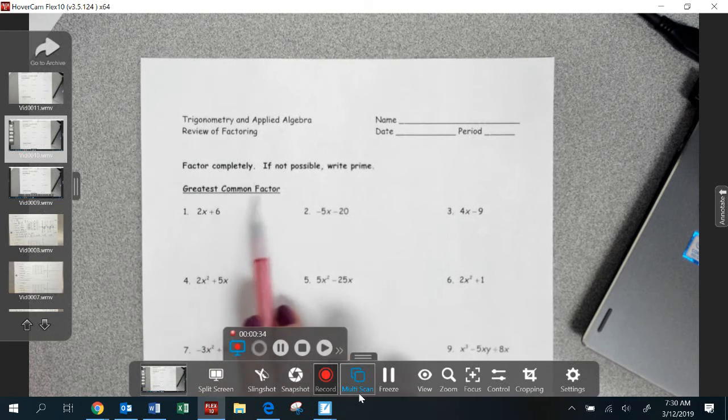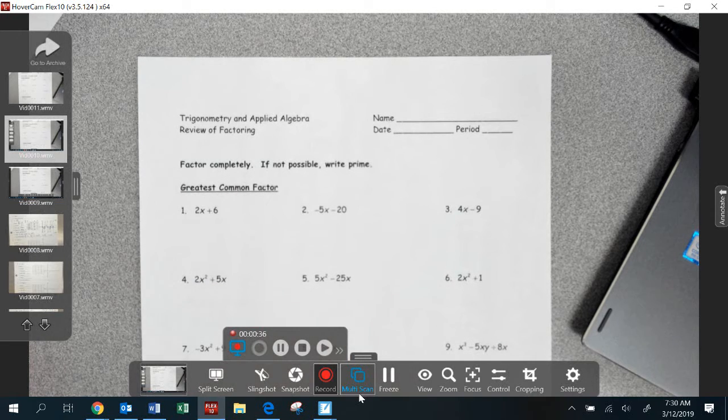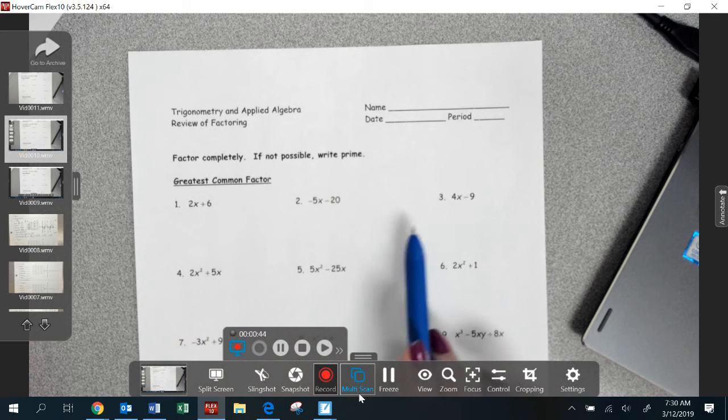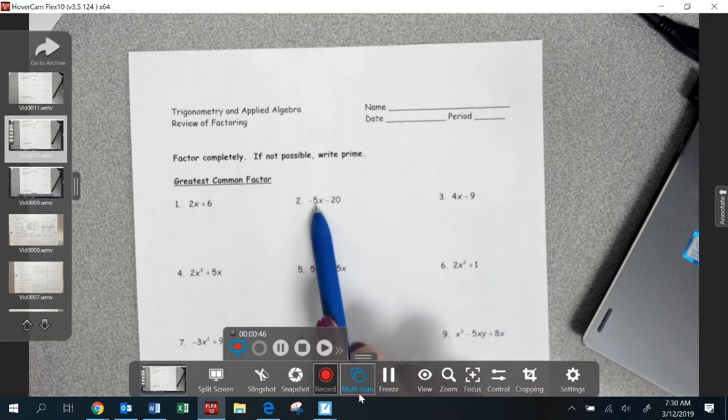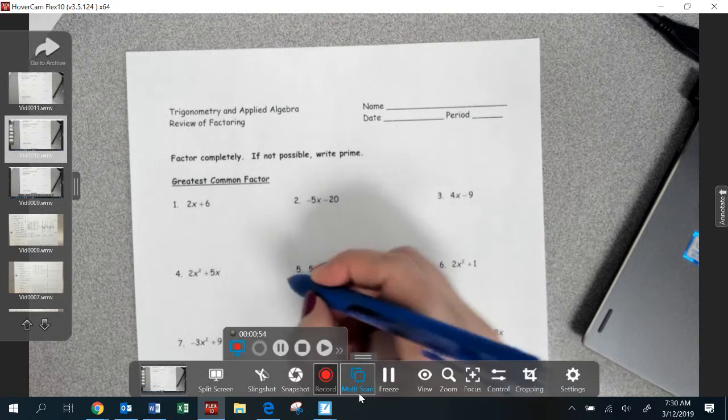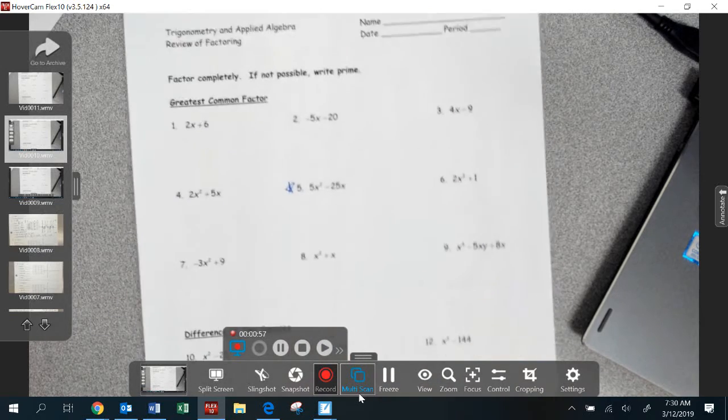The first type of factoring is the type that we should always check for. It's called greatest common factor, and that means we're looking at all of the terms of a problem and determining if there's anything in common to each of the terms that could be factored out as that GCF. Think of this like undoing distribution. So I'm going to do number 5 with you here.